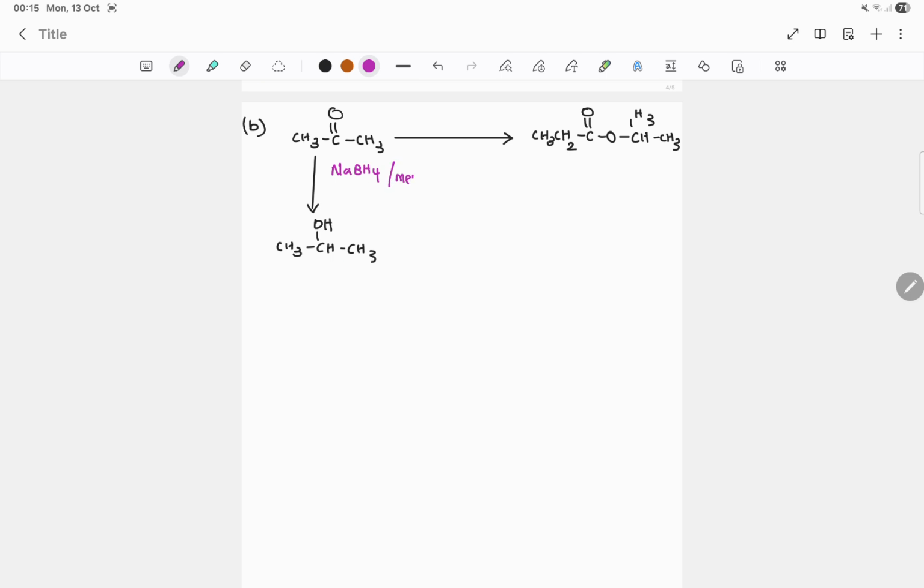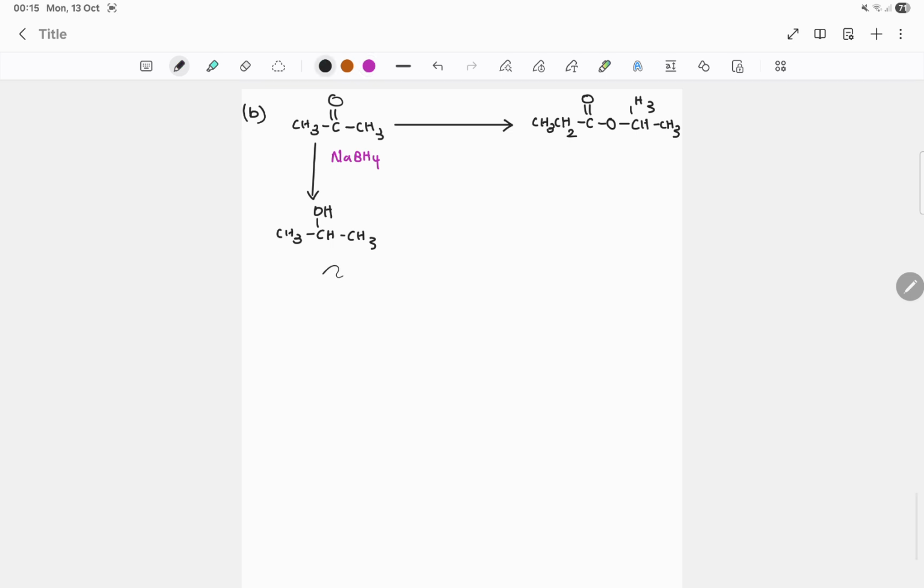We have to add methanol since methanol is not there. Now methanol is not given, so we don't add anything. NaBH4. Then from this one I need to form CH3CH2COOH and CH3CHOHCH3. If these two are there, then I can form this guy. I can form the final product.